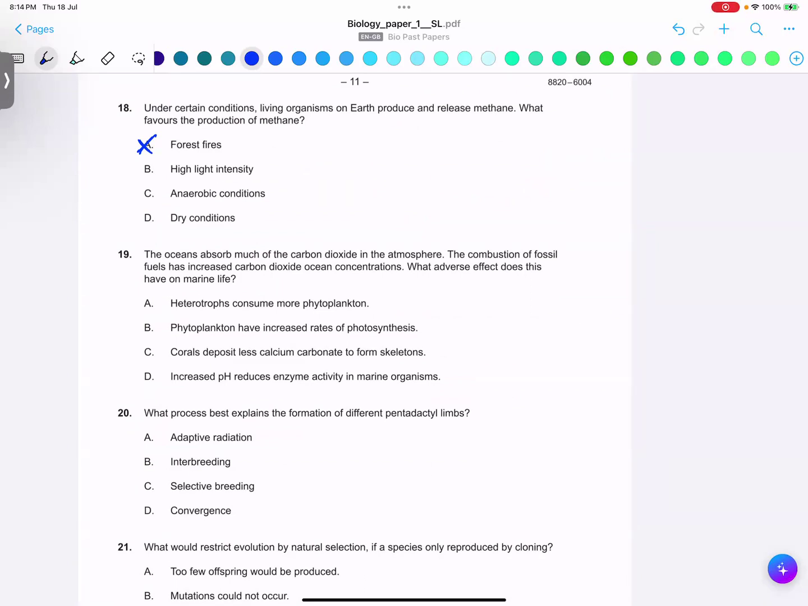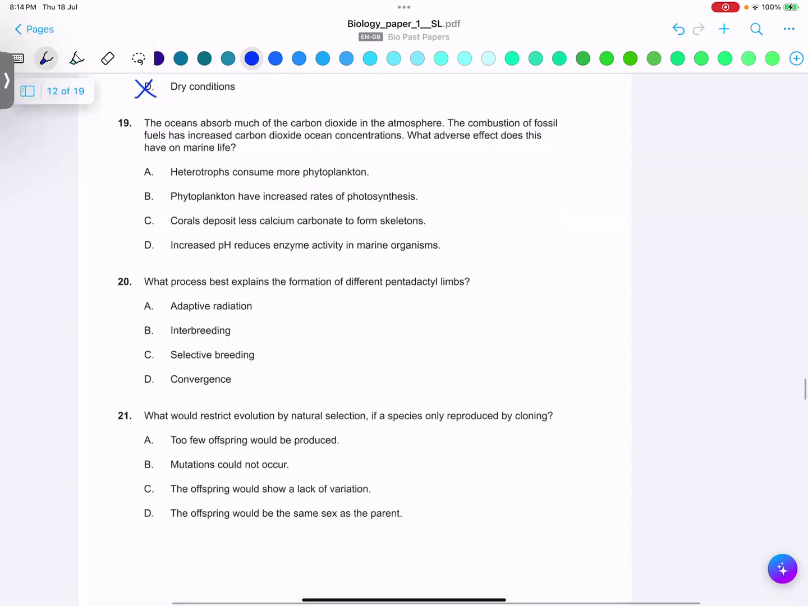I want to actually read the question. Under certain conditions, living organisms on Earth produce and release methane. What favors the production of methane? I was just seeing if they're hinting at something specific. Highlight intensities false, anaerobic conditions true, and dry no. So it's anaerobic conditions, and that's our answer, 18. This is a very straightforward question. No analysis required, really.